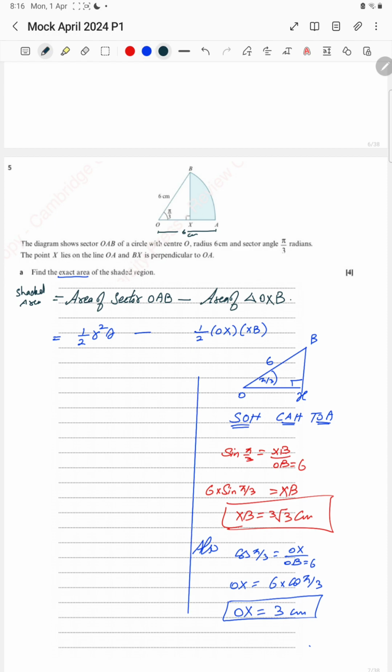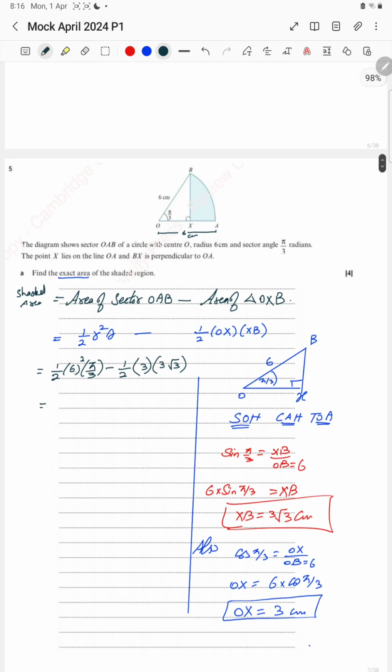Okay, now we just need to replace the values here in the rule. Half, r is 6 square, and theta was pi by 3, minus 1 by 2, OX was 3, and XB was 3 root 3. So further simplification will give me the final answer: 6 pi minus 9 root 3 by 2 centimeter square. That is the exact area of the shaded region. I hope it is clear. Let's proceed to the next part.